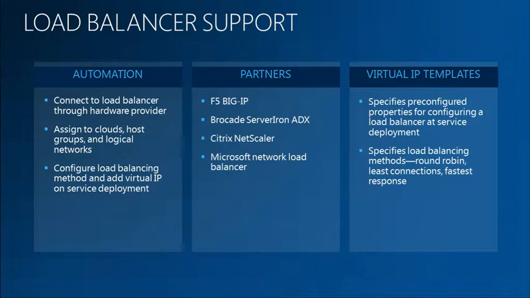So I can create the F5 provider, or I can use the Citrix provider, or the Brocade provider. And when I deploy a new virtual machine service that needs access to a load balancer, it will connect to the load balancer, and it will assign the main IP address, as well as how it's going to route back, whether it's going to be round robin, next available, those types of things. So it'll set that stuff up for me, so I don't have to go back to the network guys every time I deploy a service and say, hey, can you set up the load balancer for me?